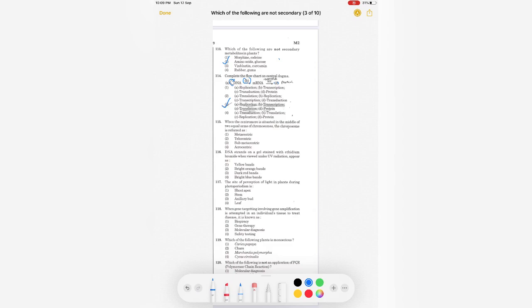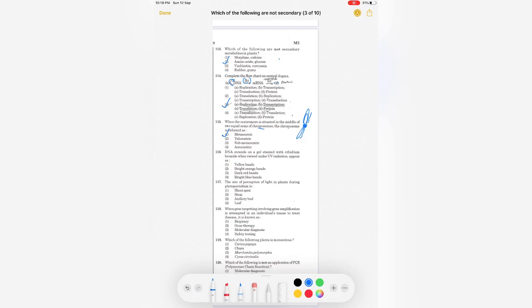The question number 115. When the centromere is situated in the middle of the two equal arms of chromosomes, the chromosome is referred as. The answer is metacentric chromosome. Since the centromere is located exactly at the center portion, we will be having two equal arms.